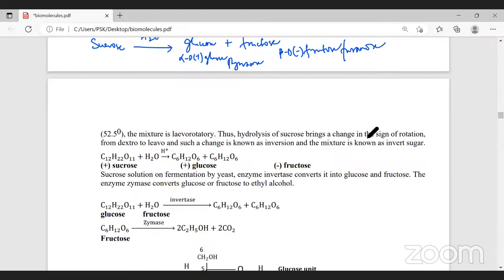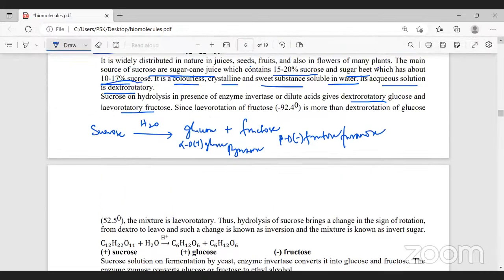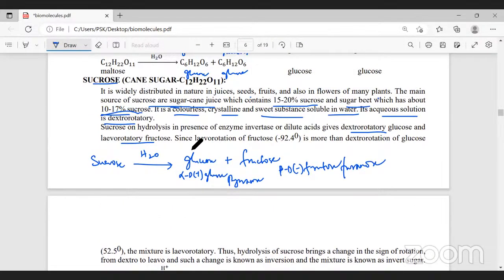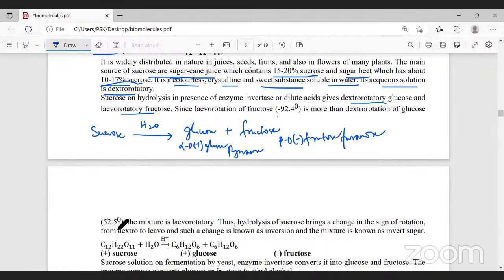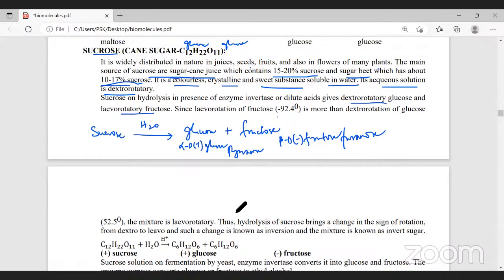Now, this is a mixture. You can see here hydrolysis, fructofuranose. Since levorotation of fructose, minus 94.4 degrees, is more than dextrorotation of glucose, 52.5 degrees, the mixture is levorotatory. The mixture of glucose and fructose is levorotatory because the levorotation of fructose is more.